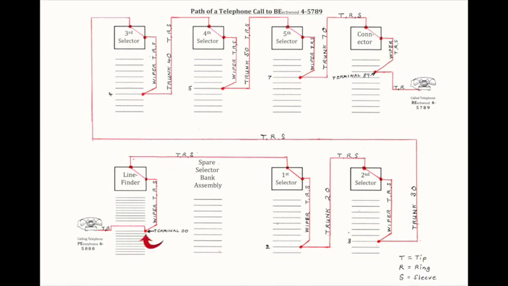We see the calling telephone set connected to the line finder bank terminals and the wipers connecting the bank terminals to the line finder circuitry. Now we see how the line finder fits into the dial switch train.